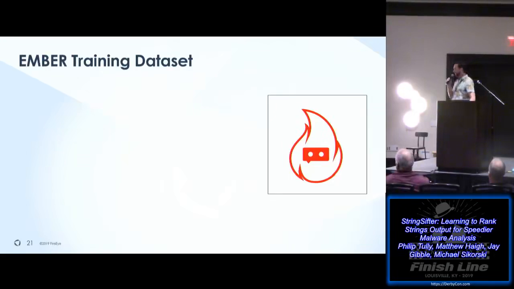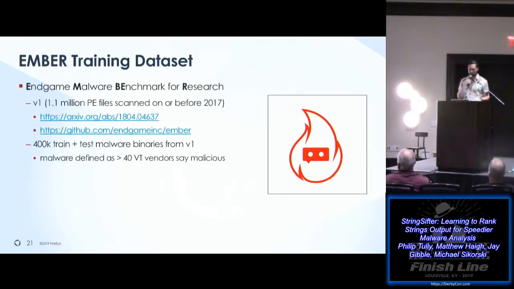What training data are we using? We're relying on an open benchmark dataset that was released by Endgame called Ember. This dataset consists of 1.1 million PE files. 400,000 of them are malicious, and they split it up into testing and training, but we just take all the malicious ones, which they have an easy criteria for judging: any file that has more than 40 VirusTotal vendors calling it malware, right? So this is a safe set of malware for us.